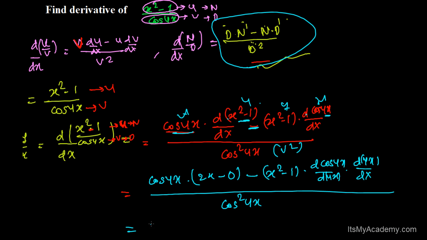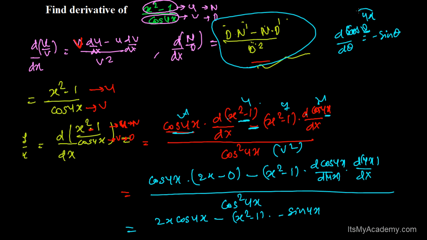So here we have 2x cos 4x, minus x square minus 1 times the derivative of cos 4x, that's minus sine 4x, times the derivative of 4x, because the derivative of cos theta with respect to theta is minus sine theta, and here theta is replaced by 4x. Nothing more is different here. The derivative of 4x is 4, and the derivative of 1 is 0, so it's just 4. Again, whole divided by cos square 4x.